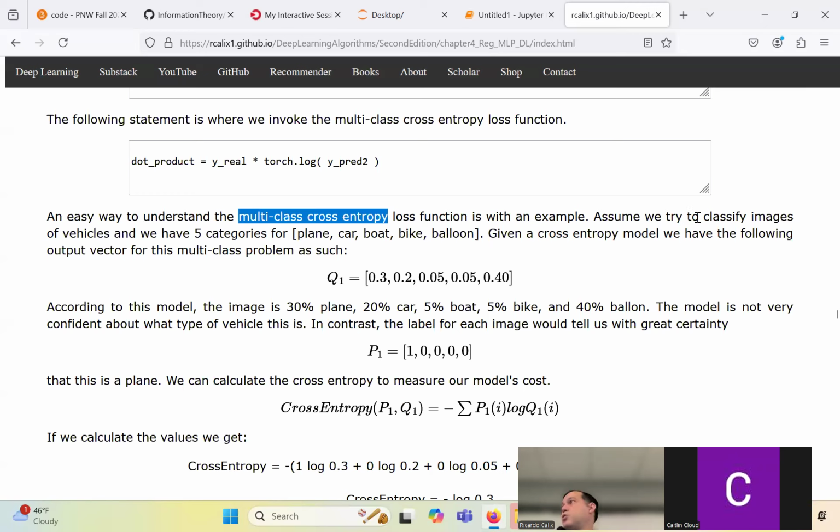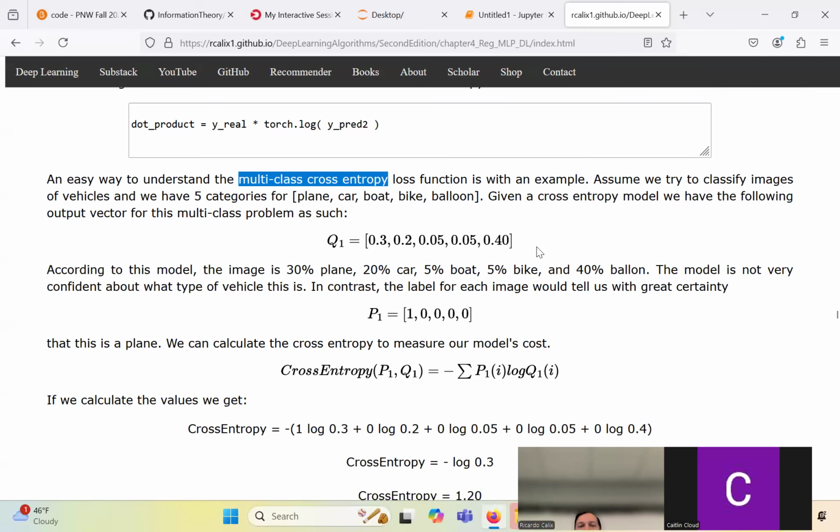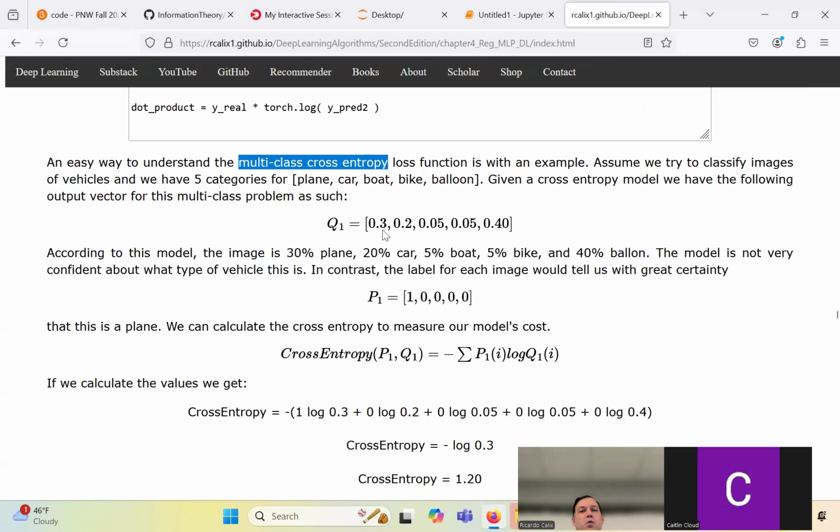Okay, so assume we try to classify images of vehicles, and we have 5 categories for plane, car, boat, bike, balloon. Given a cross entropy model, we have the following output vector for this multi-class problem. Remember, these are for every class, right? So this is going to be plane, this is car, this is boat, this is bike, this is balloon.